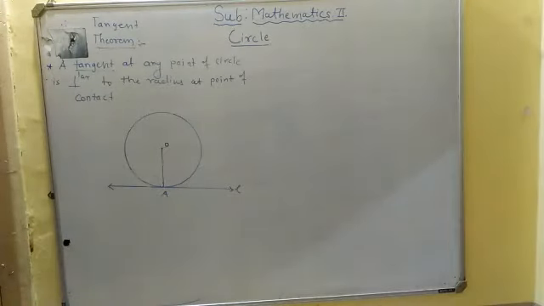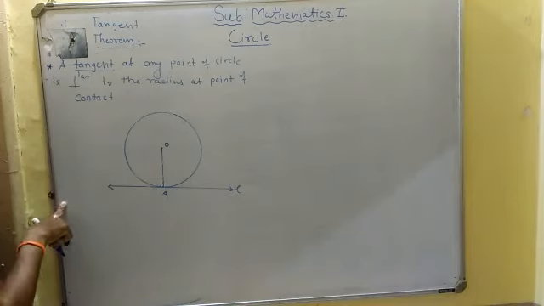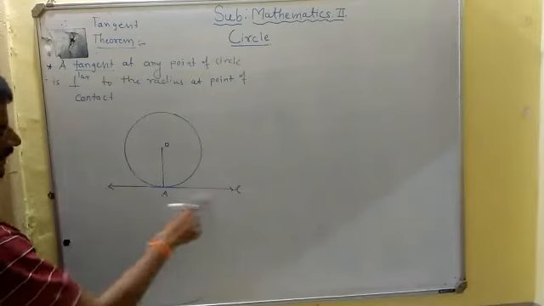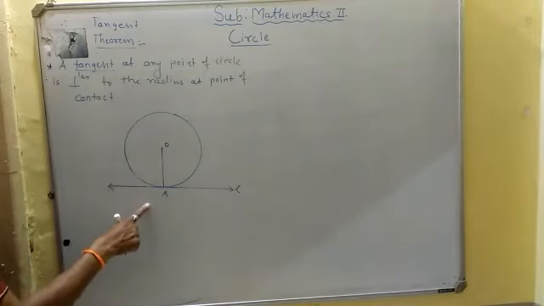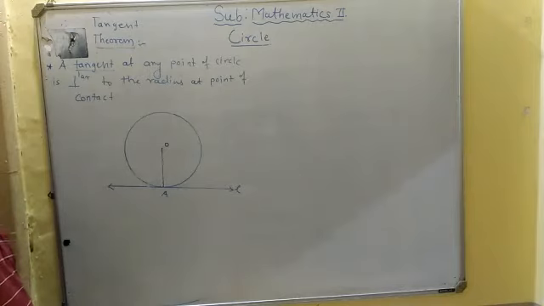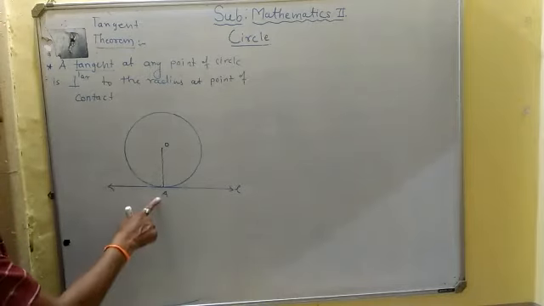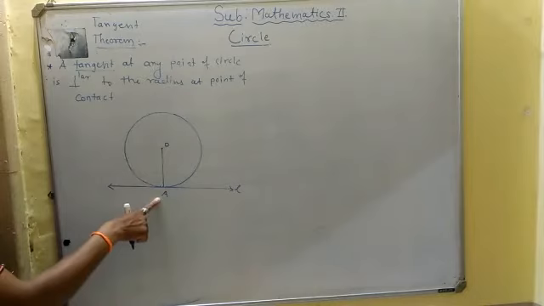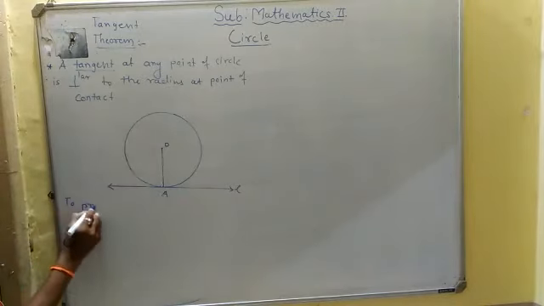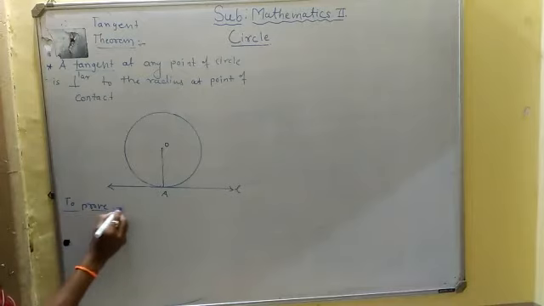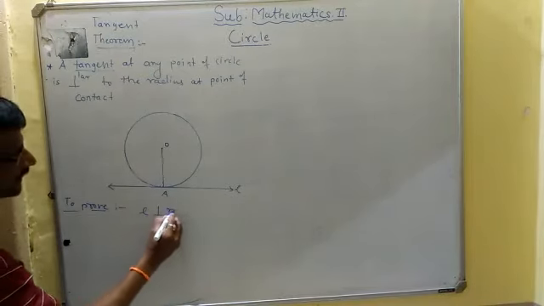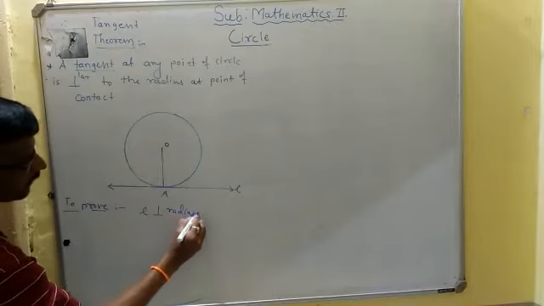That's the given thing. First of all, write the given of that theorem from the figure. O is the center of the circle, and L is a tangent to the circle at the point of contact, and OA is a radius of that circle passing through the point of contact A. And what is to prove? To prove is that tangent L is perpendicular to the radius OA.